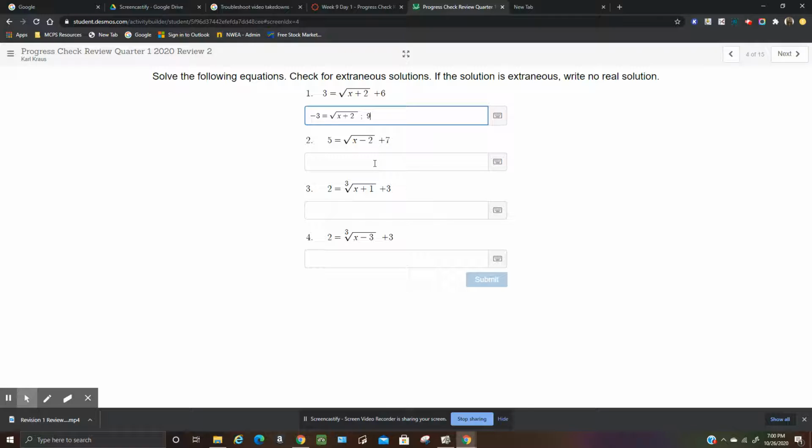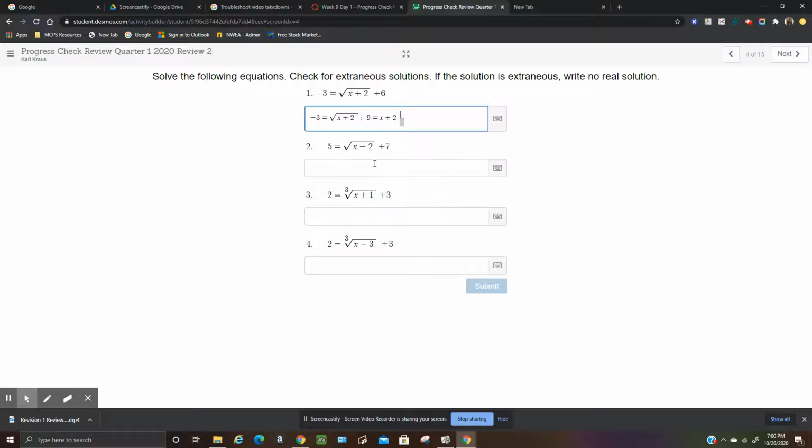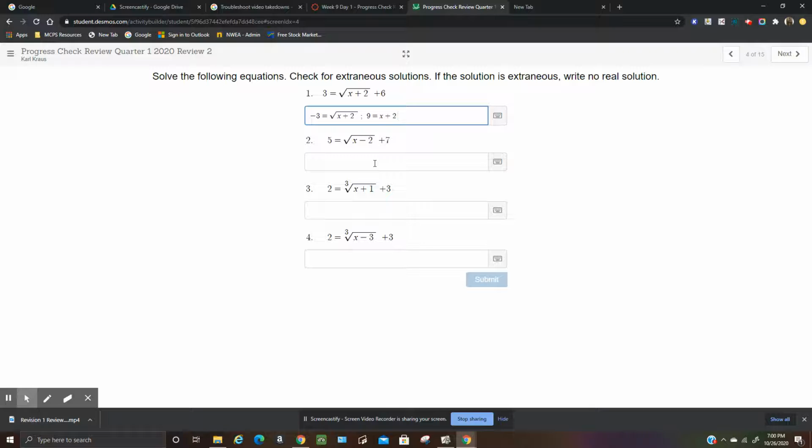So square both sides. And then x is 7. I plug that back in here. 7 plus 2 is 9. Square root of 9 is 3. Plus 6 is 9, not 3. So there's no real solution here.